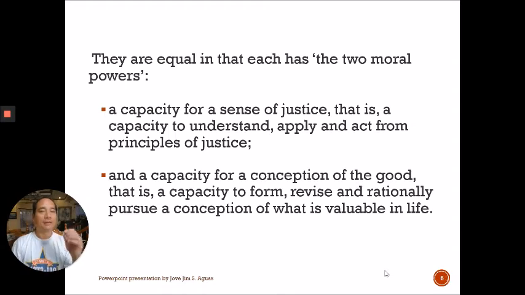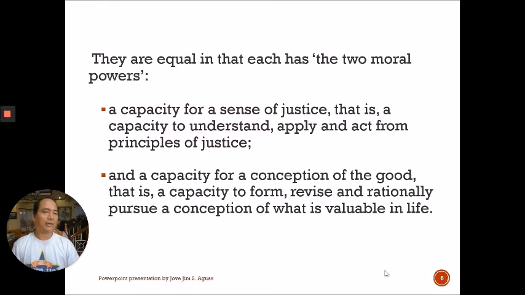Right. The second is the capacity for a conception of the good. What is good? What's good for me and what's good for everybody? There is a capacity to form, revise, and rationally pursue a conception of what is valuable in life, what is good, worthy, and valuable in life. So this is the meaning of equality for all.